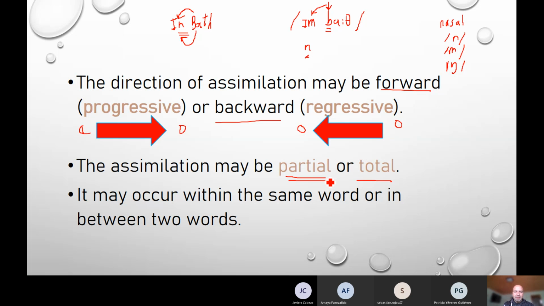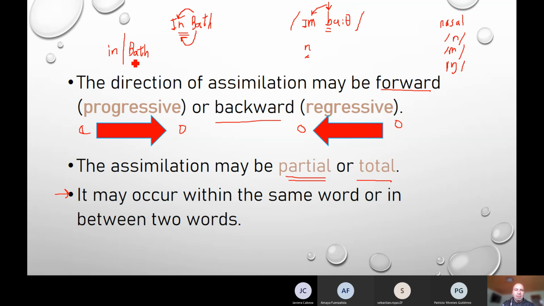And the last section in this slide is that it may occur within the same word or in between two words. So the phonological process called assimilation can happen within one word or between two words. In the case of "in bath", it happens between two words. We have "in", that's where the boundary is, and we have "bath", and it's happening between two words.